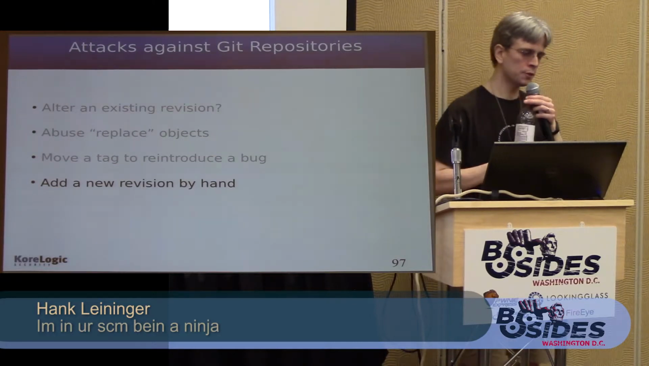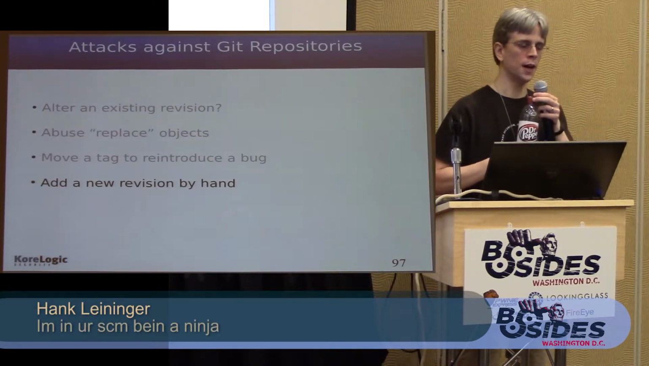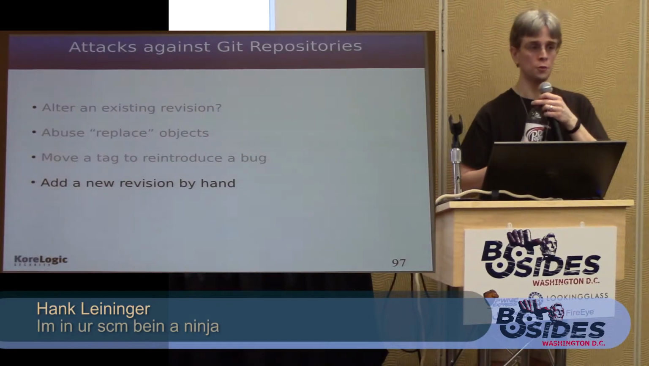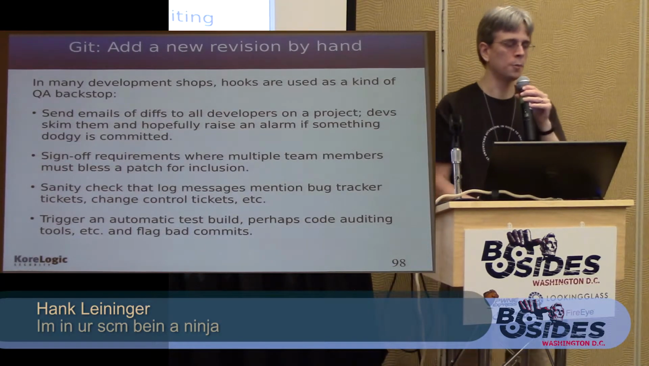All right, and something that's possible in all of these, but I didn't bother with examples for the other two, is adding a new revision by hand. Basically, we're going to put a new head revision in place. Now, why might you want to do that?